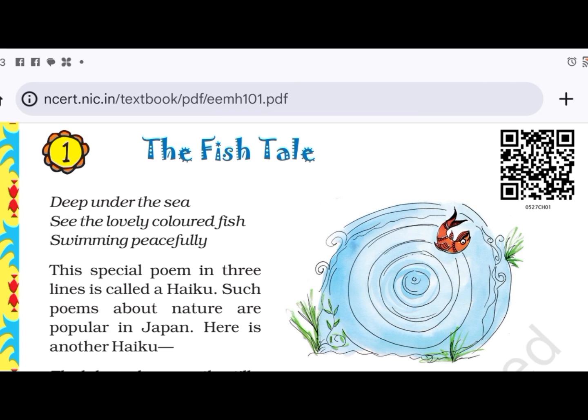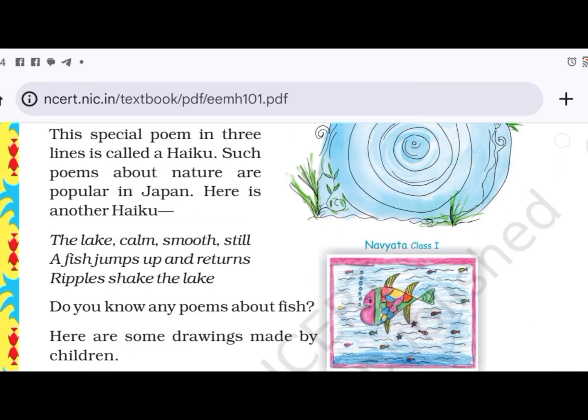Now, next is a special poem in 3 lines called haiku. Such poems about nature are popular in Japan. Here is another haiku. The lake calm, smooth, still. A fish jumps up and returns.